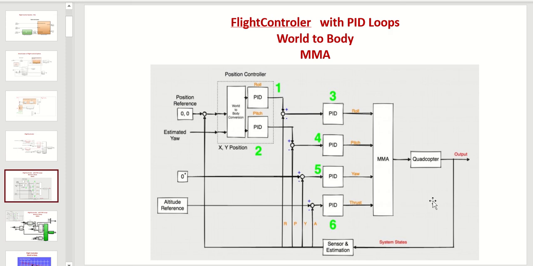So you've got a PID on height, PID on yaw, PID on pitch, PID on roll. And then you've got 2 other PIDs on X and Y, and they feed into the pitch and roll. So by feeding into the pitch and the roll, you can control it in X and Y.